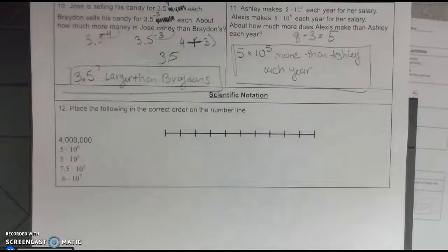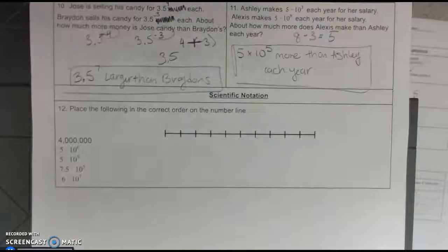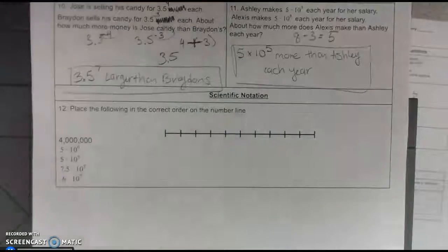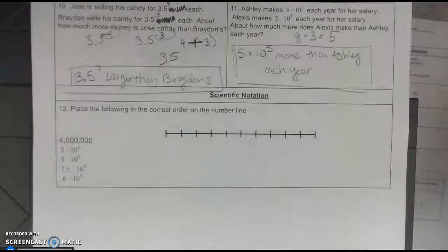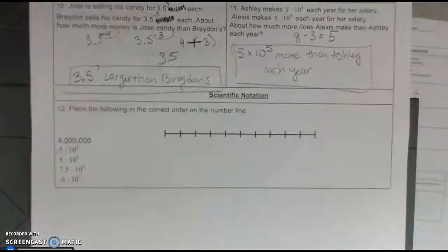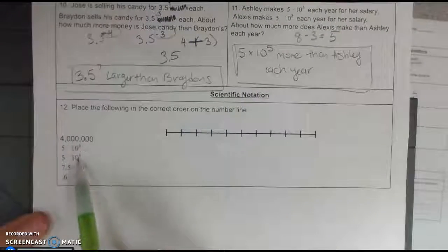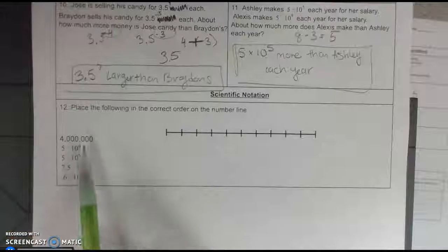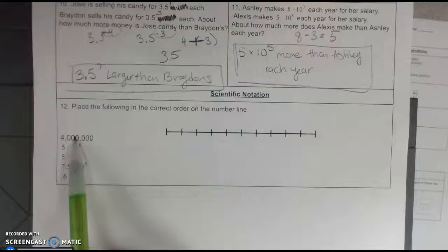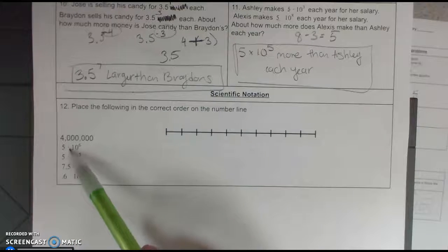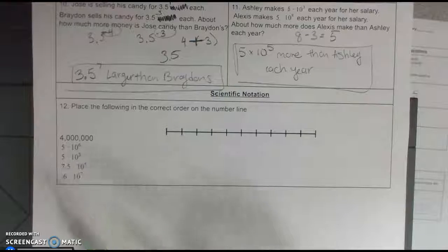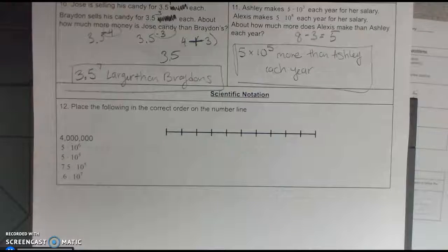For this next one, scientific notation. Place the following in the correct order on a number line. There are several different ways that you can do this. One way is to break out each of these scientific notations into standard form, or you can keep them in scientific notation. It is completely up to you. But do keep in mind that it might be a little more challenging to put the numbers in scientific notation on the number line, but whichever way.